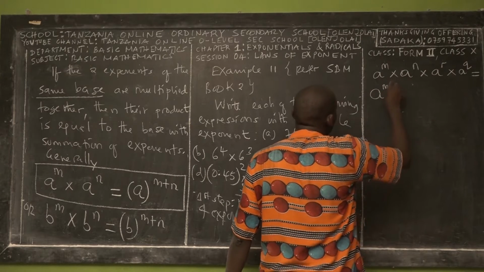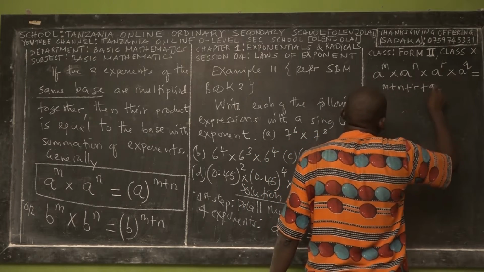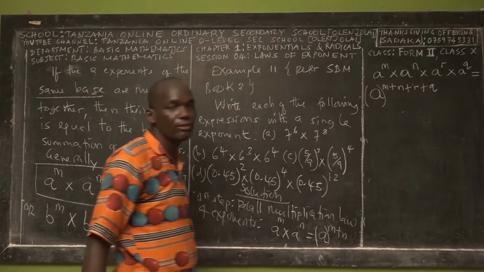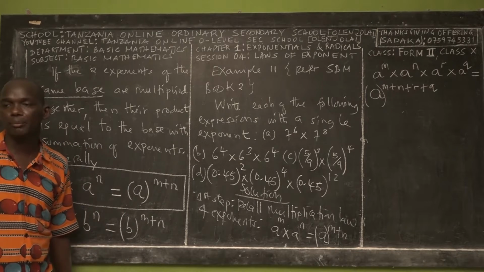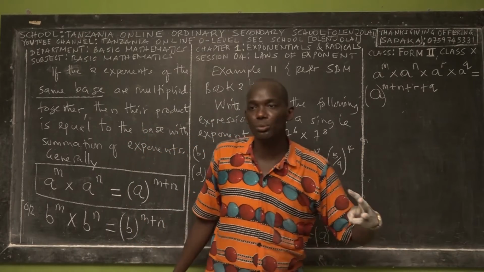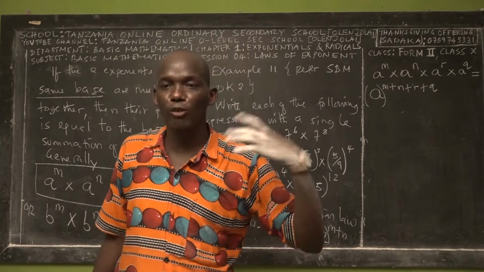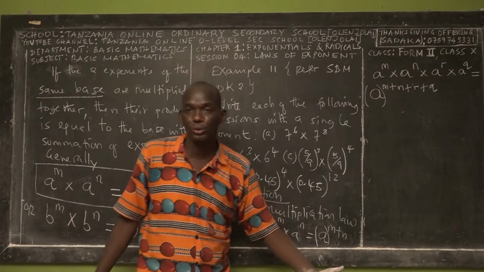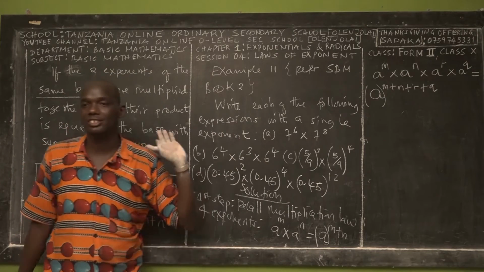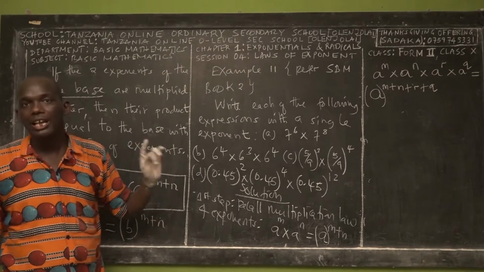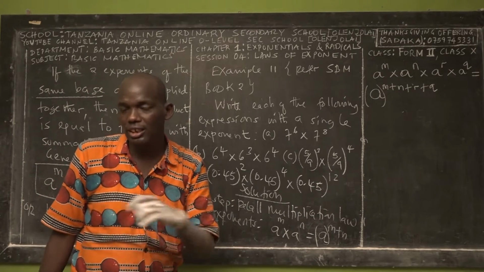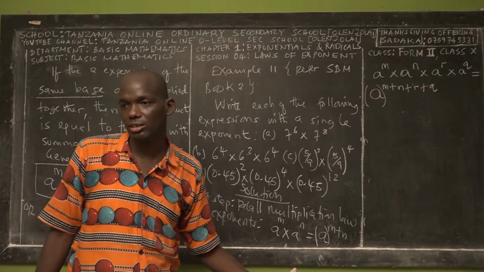So a power m plus n plus r plus what? Q. So you see that this is a single exponent, but it's resulted from what? 4 exponents of the same base, right? So you may combine either 2 exponents into a single exponent, or 3 exponents, or 4 exponents, or 5 exponents into the single exponent. So don't worry about the number of exponents. The same law will be applicable under the condition that they have the same base. If they don't have the same base, then this law will not be applicable for that case.